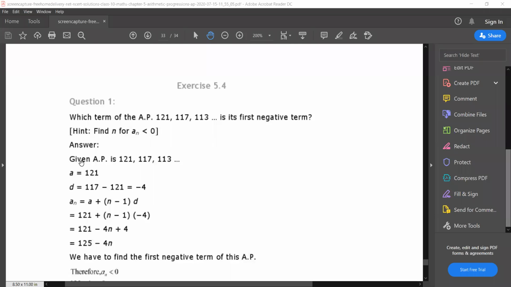So the first term is given to us, 121. We can easily find d by using a2 minus a1 is equal to d. So 117 minus 121 is equal to minus 4. d is equal to minus 4. By using the formula an is equal to a plus (n minus 1)d, we need to find the nth term of this series.